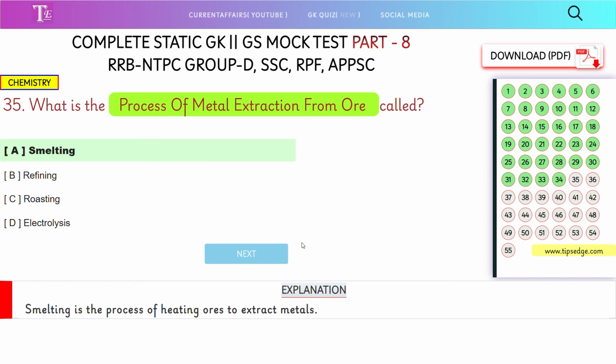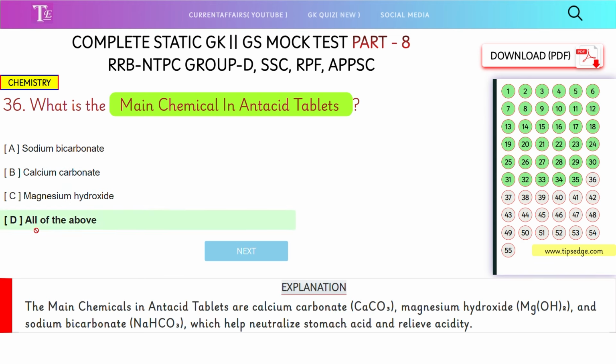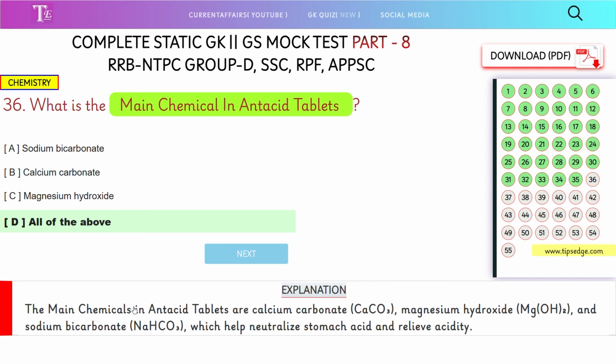Now moving to the 36th question. What is the main chemical in antacid tablets? Answer: sodium bicarbonate, calcium carbonate, magnesium hydroxide. Answer: all of the above. The main chemicals in antacid tablets are calcium carbonate, CaCO3, magnesium hydroxide, Mg(OH)2, and sodium bicarbonate, NaHCO3, which help to neutralize stomach acid and relieve acidity.